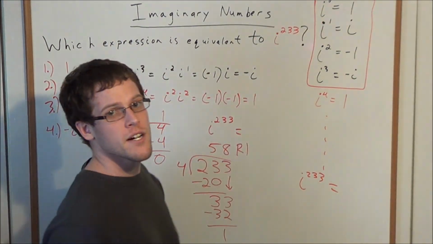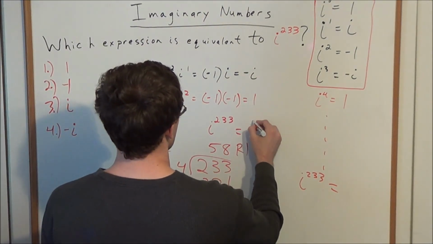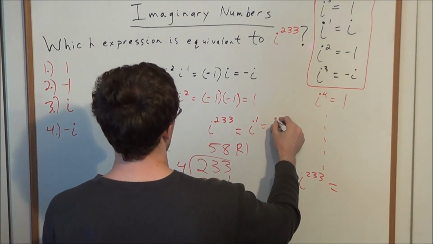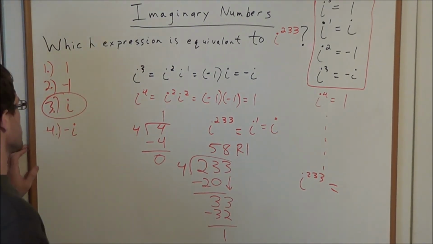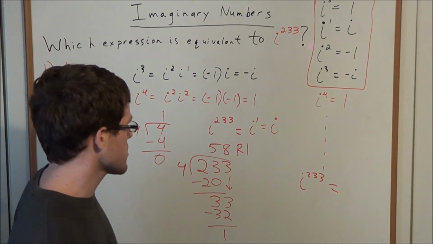Remainder 1 is going to match up with i to the first power. So i to the 233rd is actually equal to i to the first, and i to the first is really just equal to i. Which tells us that the answer to this problem is going to be choice 3. It's just simply i. Okay, well that's going to conclude this problem.